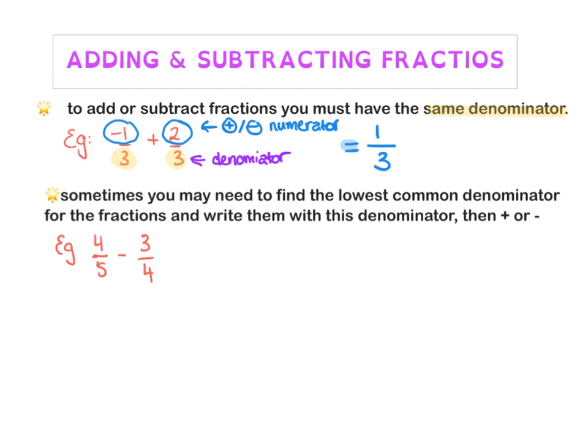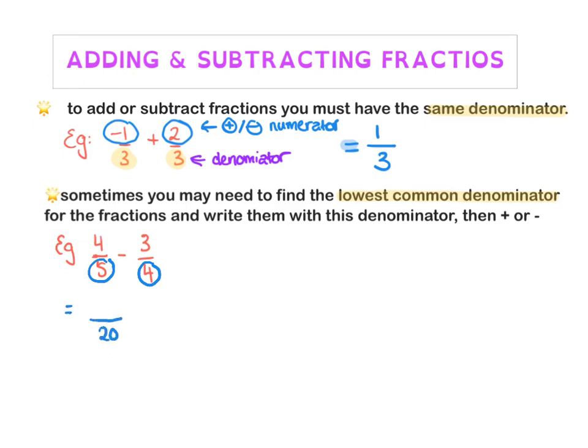If we have a look at this next example, you might sometimes first need to make them the same denominator. That means you've got to find the lowest common denominator. The lowest common denominator is a number that both of them can go into, and it's the lowest one they can go into. So here we're going to think, what's a number that both 5 and 4 could go into? So we could say maybe it's 20.